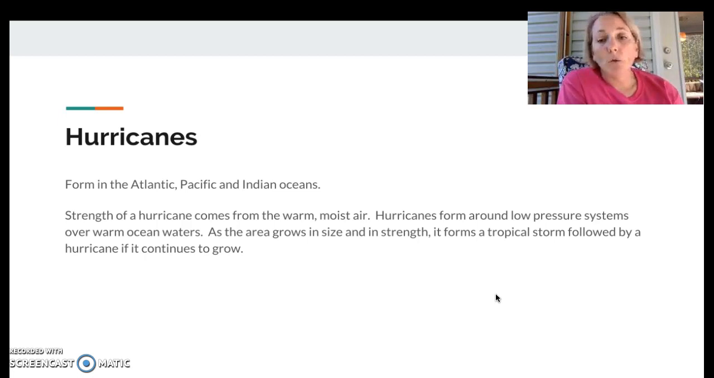Hurricanes form around a low pressure system. Okay, low pressure system, all right, where the winds are coming in at the surface and pushing all of those winds upward. All right, as the area grows in size and strength, it forms a tropical storm followed by a hurricane if it continues to grow. Okay, and we're going to study each of these a little bit more in depth as we go through our unit.